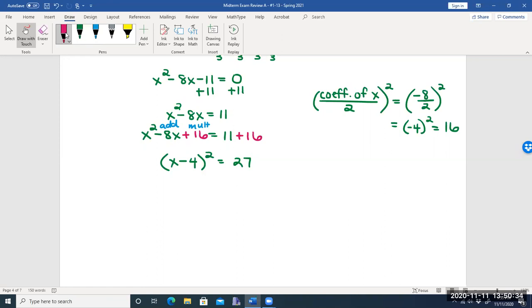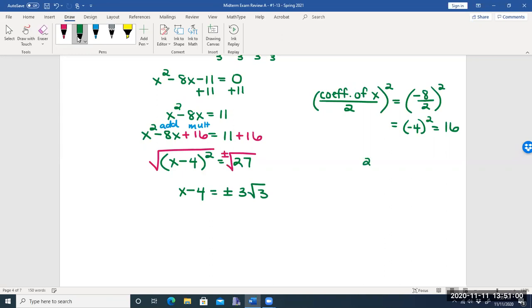All right, next up, square root both sides. This is known as the square root property. You do need a plus or minus. Anytime we take the square root of two sides of an equation, we use a plus or minus. So square root both sides. The square root of x minus 4 quantity squared is x minus 4. And the square root of 27 is 3 square root 3.